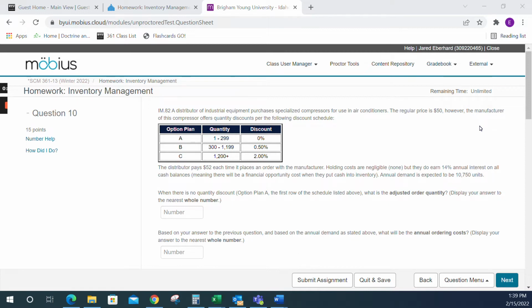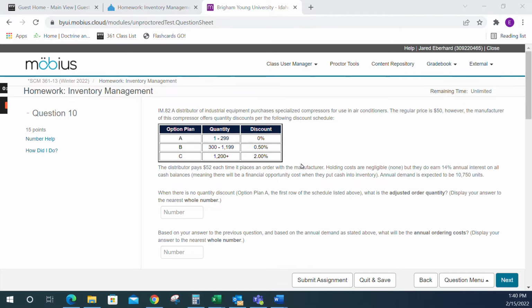The situation we have here is we're buying inventory at a certain price, in this case, $50. We get a discount if we buy larger quantities of inventory. If I go above 300 units, I'll get half a percentage discount. If I buy above 1,200 units at one time, I'm going to get a 2% discount. That's a pretty big discount.